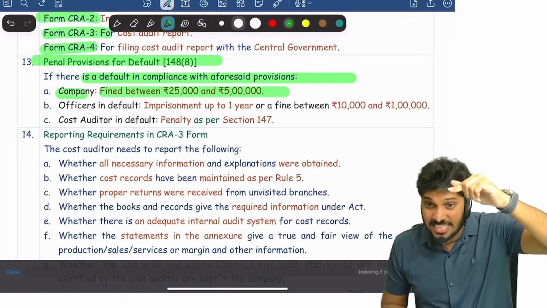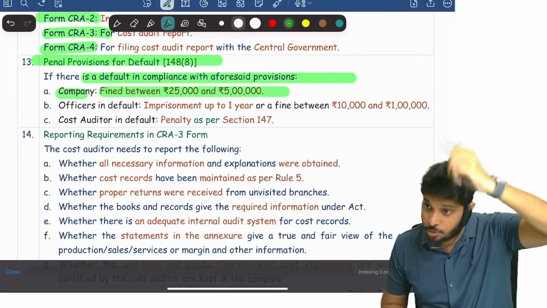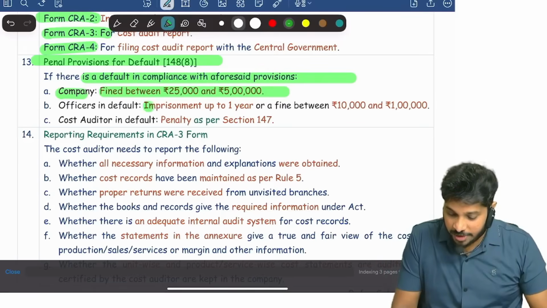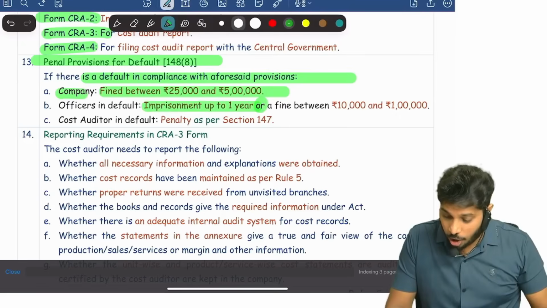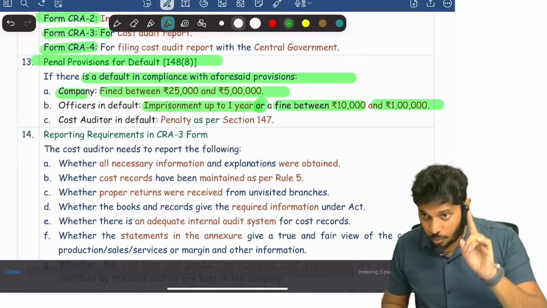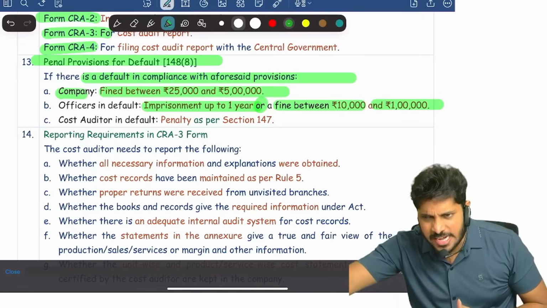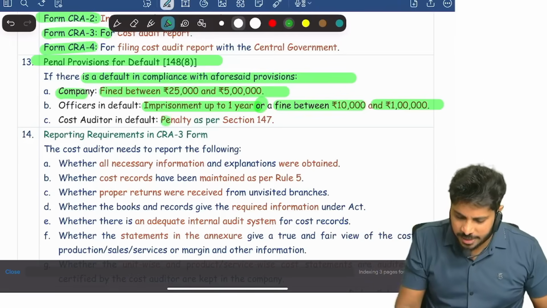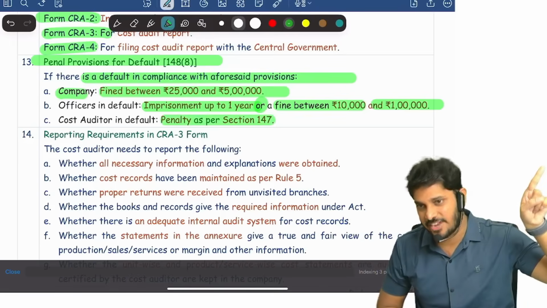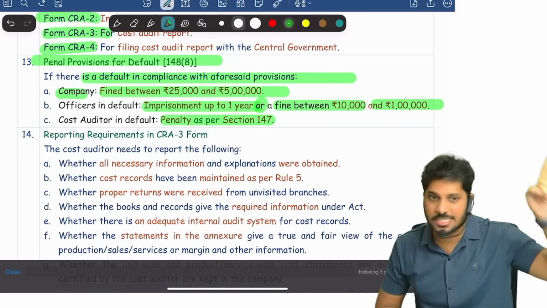And the officer in default, because of whom this default happened, for him the imprisonment will be up to 1 year or a fine between 10,000 to 1 lakh. Suppose if the auditor himself failed to comply, then he will have a penalty as per Section 147. What is 147? We'll discuss in the statutory auditor provisions.